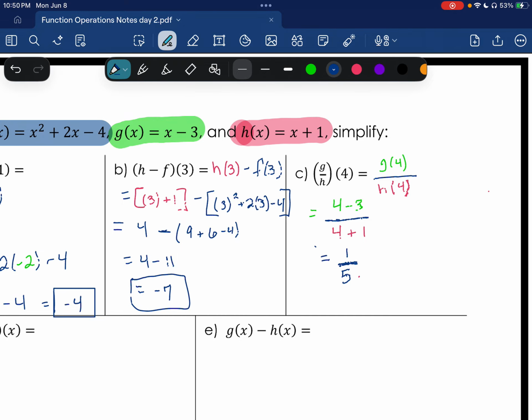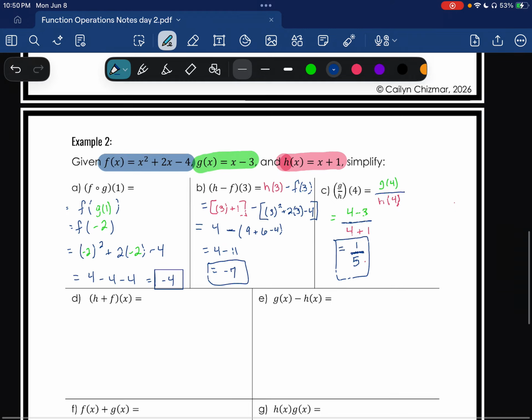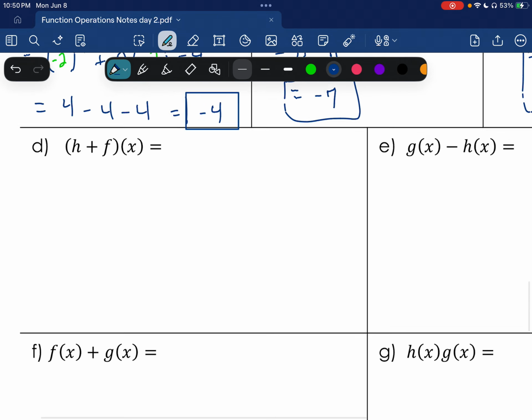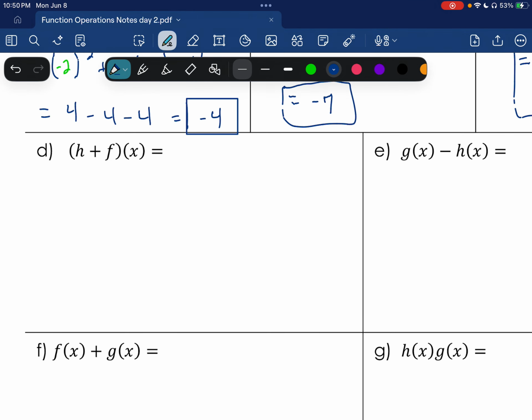H of x. So this will be x plus 1, making sure we're using parentheses so that we can distribute that negative. So this is going to be x minus 1. So those x's will zero out. We'll end up with minus 4. A couple more, guys. You can do it.